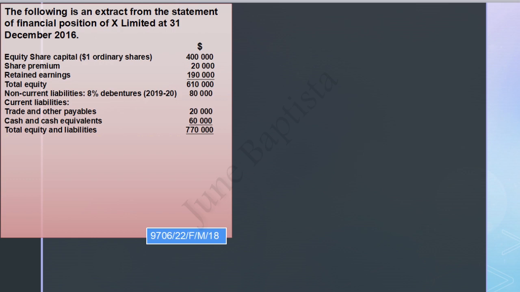This is an interesting example adapted from a past paper regarding journal entries to be passed for the issue of various types of ordinary shares. Pause the video and study the information given carefully.